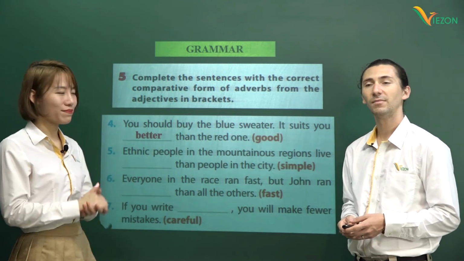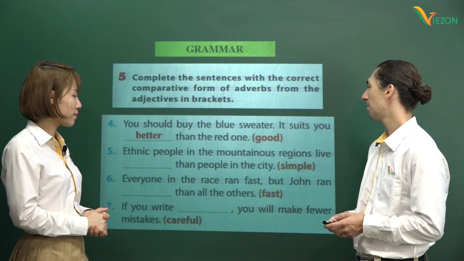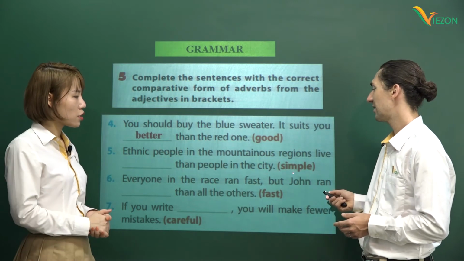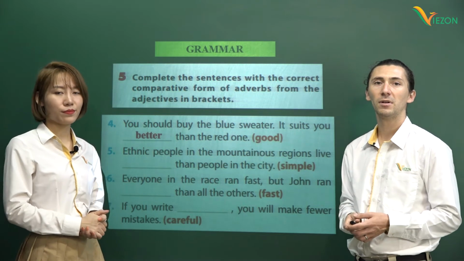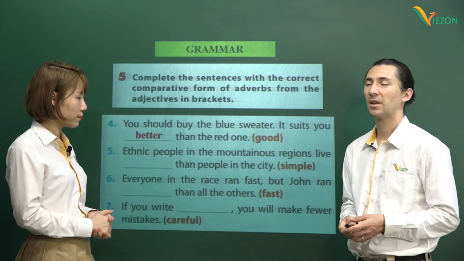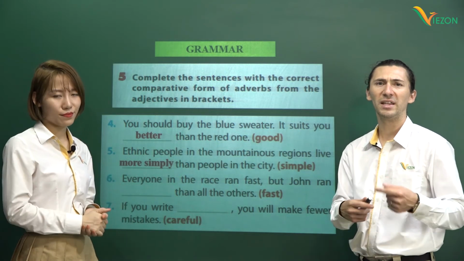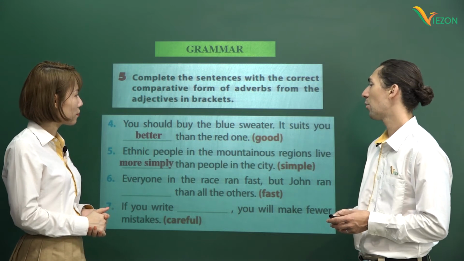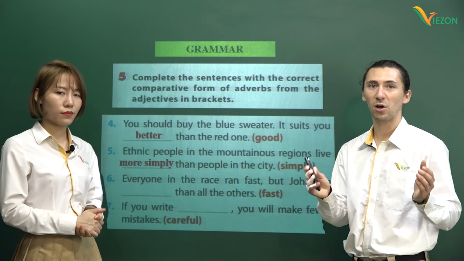And number 5. Number 5 says, ethnic people in the mountainous regions live than people in the city. And the word in the bracket we have is simple. So how do we use simple as a comparative form? If you said more simply, you are correct. So let's go ahead and repeat that one more time. Ethnic people in the mountainous regions live more simply than people in the city. All right, so again, this one is the long form.